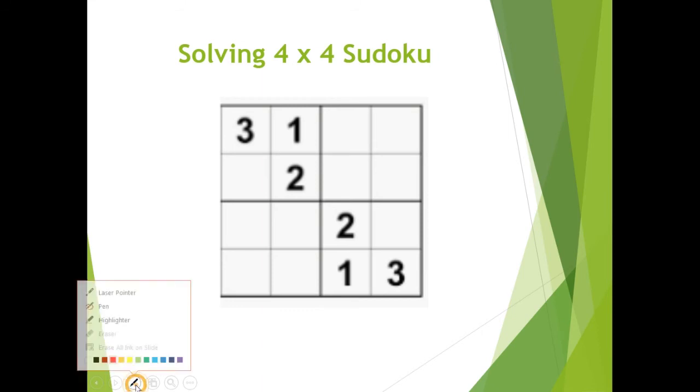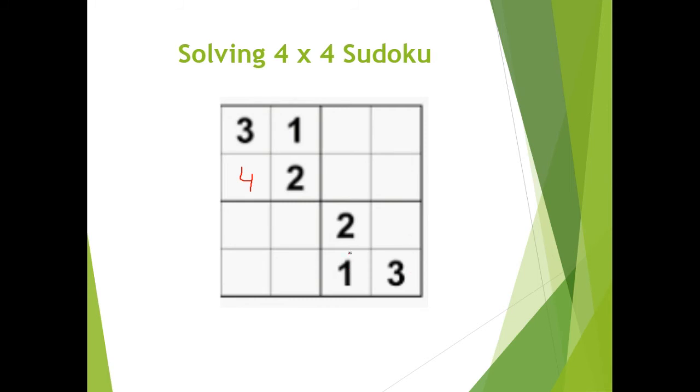Here we have to put numbers in such a way that the numbers 1 till 4 must come in each row, column, and box, and there should not be repetition of any number. So let us start from the first box. Here the numbers 1, 2, 3 are written. What is the missing number here? 4. So we'll write 4 over here. This is complete.